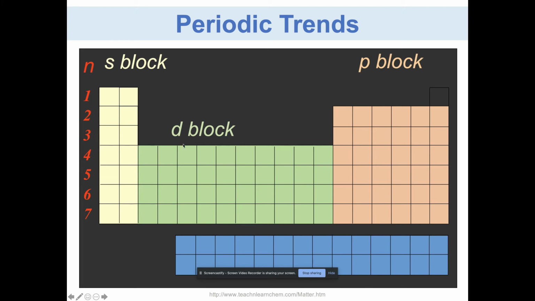D block can hold 10. So I'm not going to write it for you, but if you go across here, you can guess there's going to be 10 spots, if you will, to hold those 10 electrons before we move on somewhere else. The F block, and again, F can hold 14. So there are 14 spots along there.